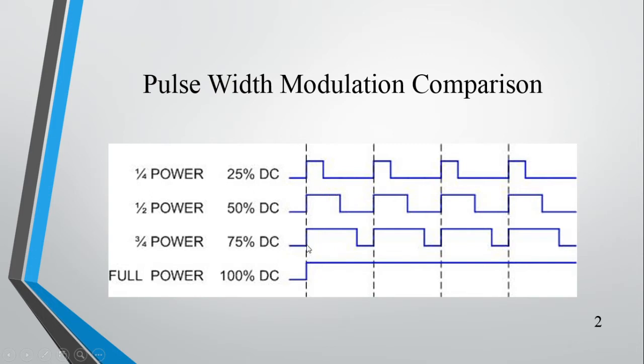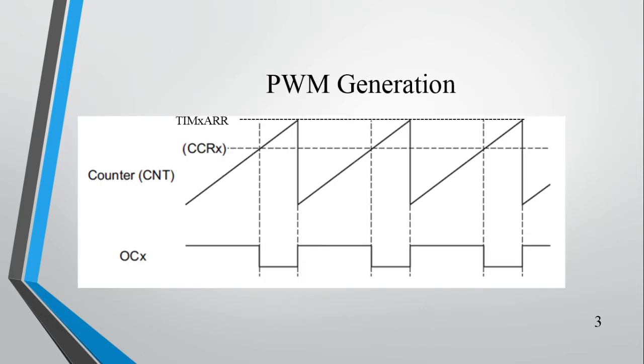But if you are giving the 75% duty cycle PWM to the motor, 75% of the time period it will be on and only 25% will be off. That means the motor will be rotating at a higher speed. And if you are giving this last waveform, for the whole time the motor will be on and it will be operating at the rated speed or the maximum speed. So by giving different types of PWM, you can control the speed of a motor.